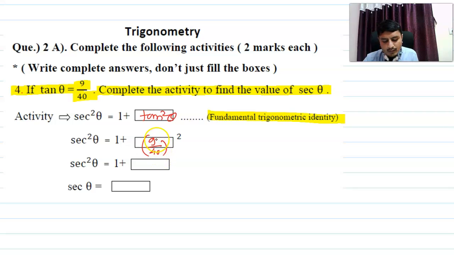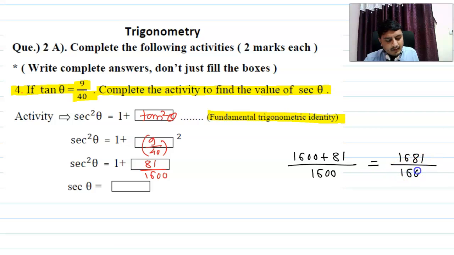Now once we separate out the square of numerator and denominator, we are getting 9 square is 81, while 40 square is 1600. Once we do the cross multiplication, we are getting 1600 plus 81 divided by 1600. 1600 plus 81 is 1681, divided by 1600. This is the value of sec square of theta. Now we have to write the value of sec theta.